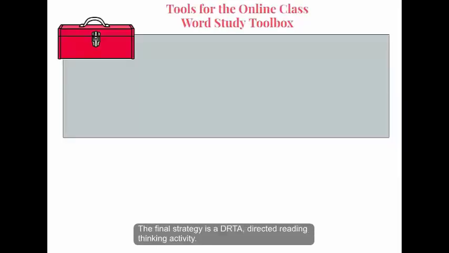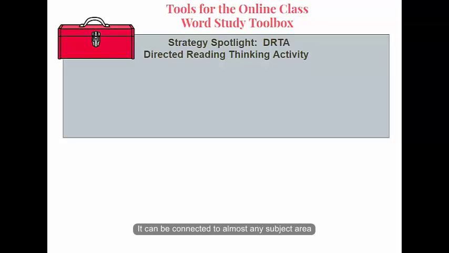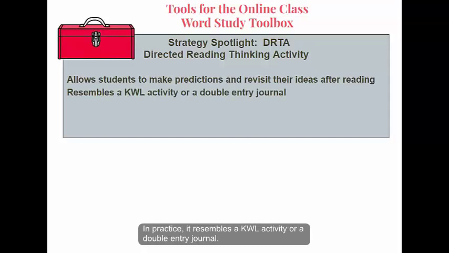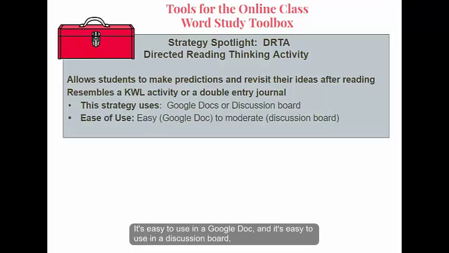The final strategy is a DRTA, Directed Reading Thinking Activity. While this activity is often found in the social studies classroom, it can be connected to almost any subject area where you ask students to read and make predictions. In practice, it resembles a KWL activity or a double entry journal. This strategy uses Google Docs or can also be done in a discussion board. It's easy to use in a Google Doc and in a discussion board, but it does require the teacher to do a moderate amount of setup.